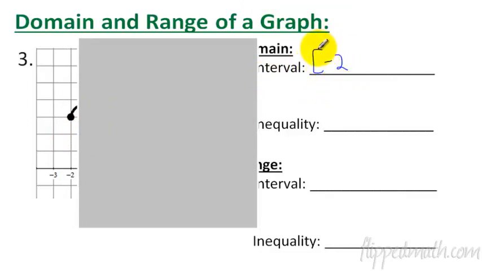Now, why did I do a bracket? Because it is including the -2. If this had been an open circle, I would do parentheses -2 instead because it would not include that point. A bracket includes the -2.